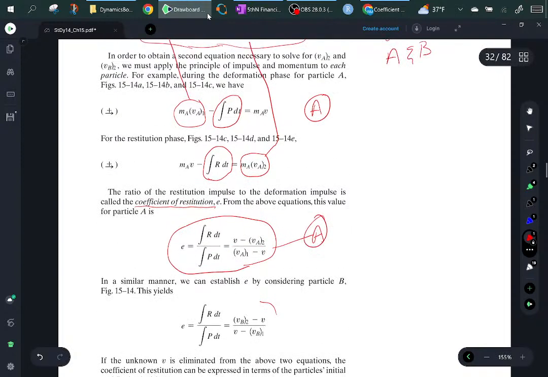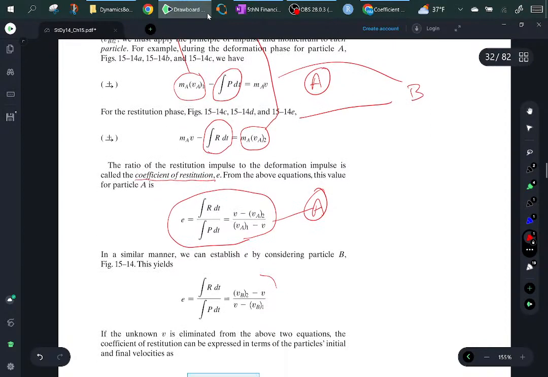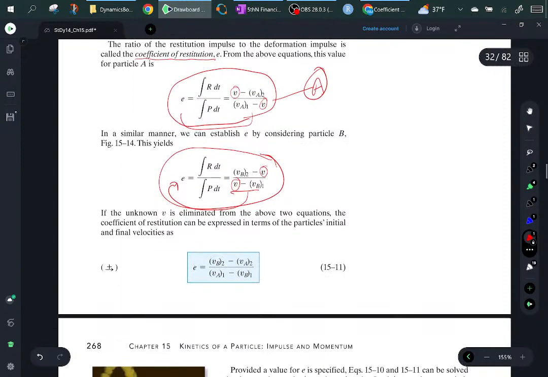Then you do this same process. In other words, repeat this with B. He didn't write the equations, but you repeat it with B and you get this. Then you stare at that for a minute and you're like, hey, wait a minute, these two terms can be sucked out. I can basically move this to the other side and move this to the other side, work it out. So this is essentially the coefficient of restitution.